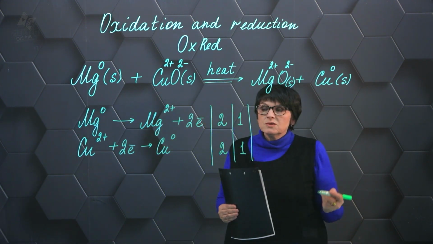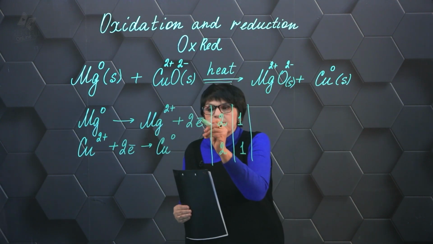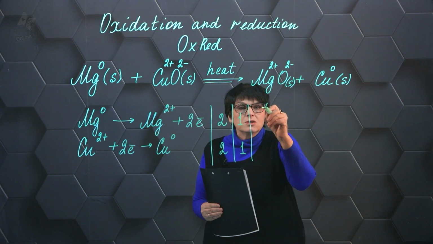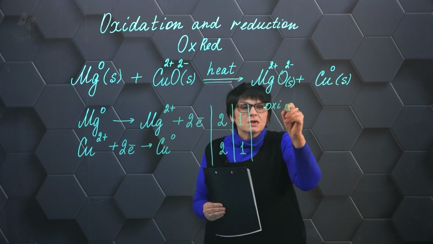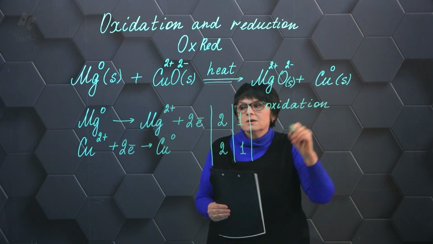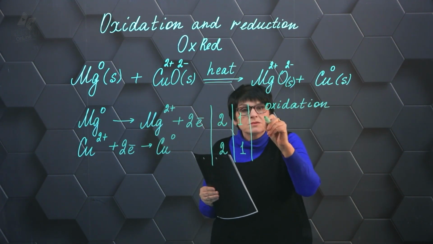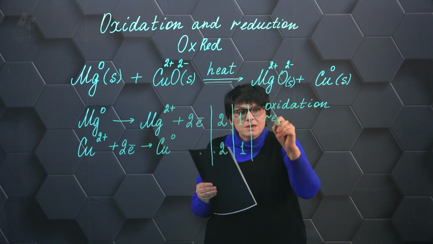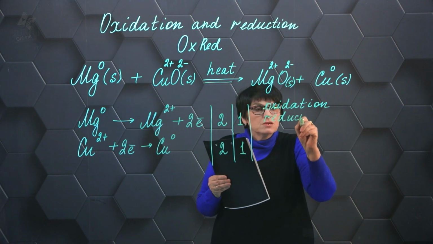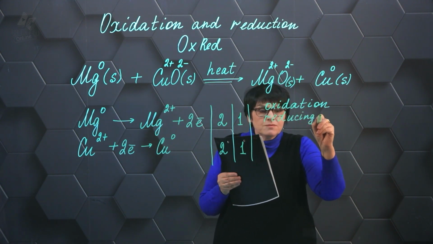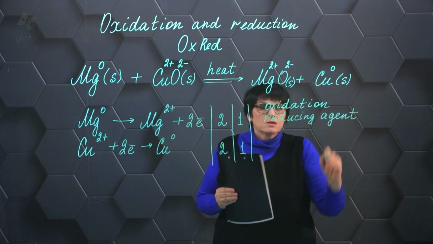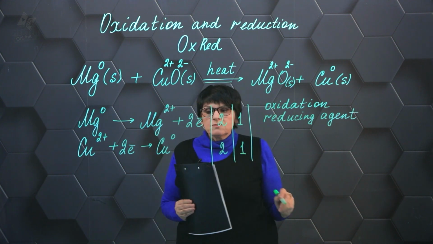Now, let us determine the processes that have occurred here. Magnesium loses electrons, hence this process is referred to as oxidation for magnesium. And magnesium itself in this case is called a reducing agent. The entry then goes like this. This element will be reducing agent, or write it down like this. Now what will copper be at this time? For copper, this process is called reduction.